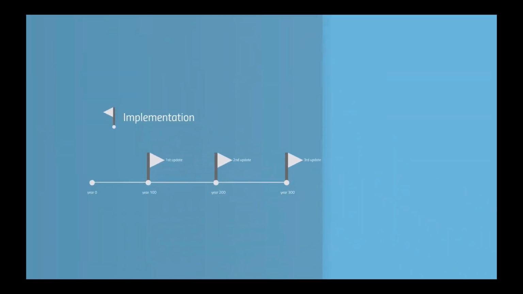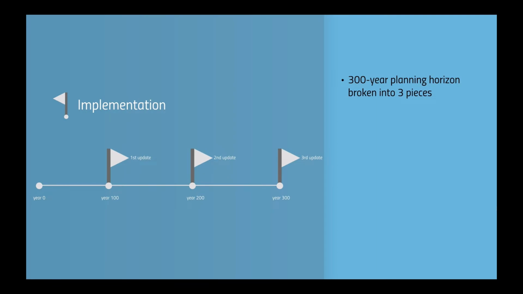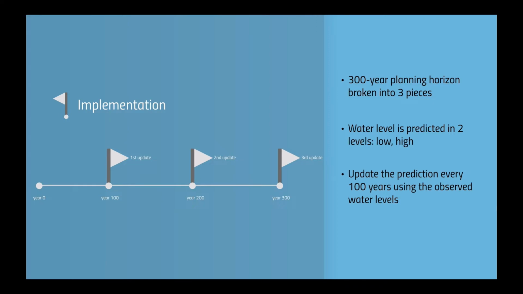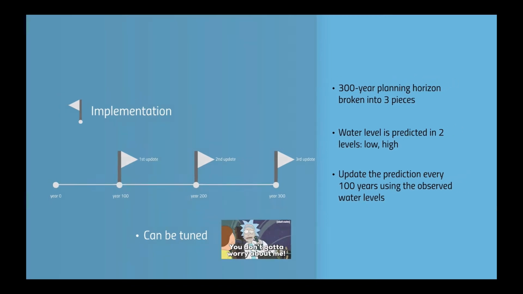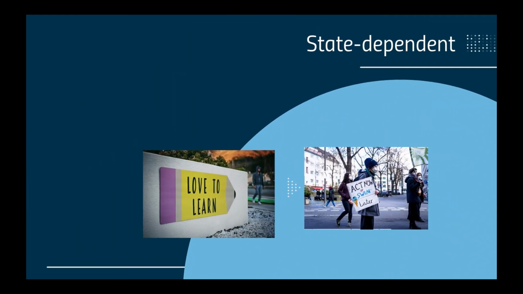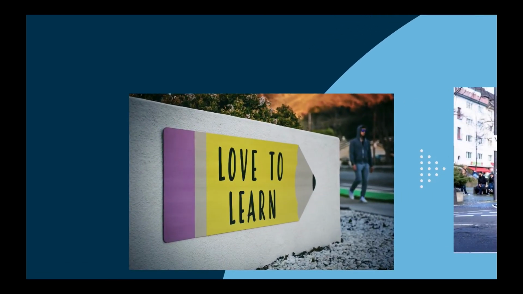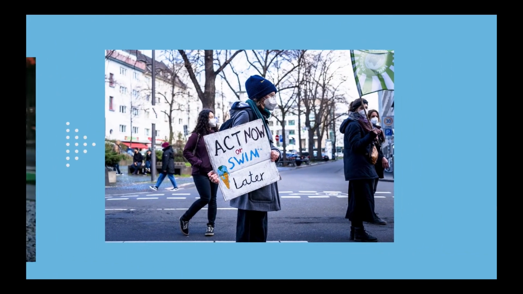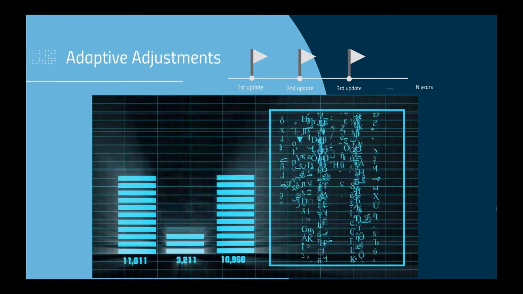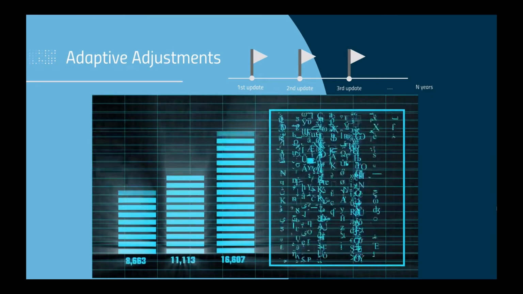For example, we break a 300-year planning horizon into 3 pieces. The water level is predicted in 2 levels, and we update the prediction every 100 years. People can also tune the algorithm based on their own preference and budget. This is more state-dependent, since we learn and then act. The updates over time can also help us adjust decisions adaptively.